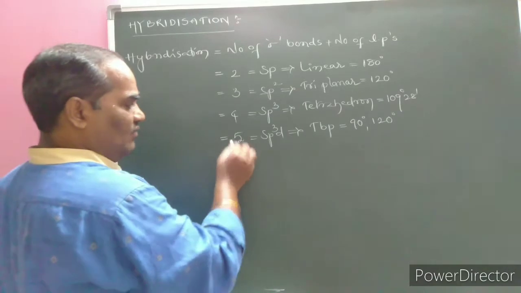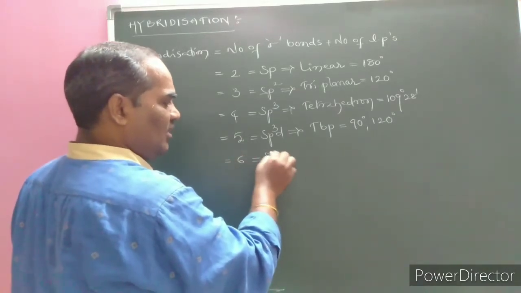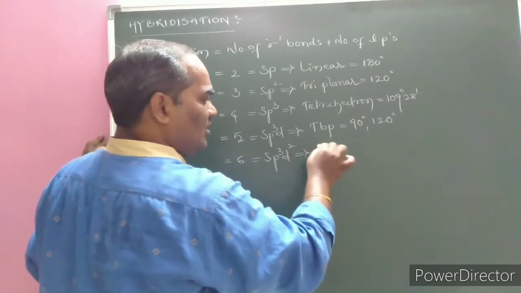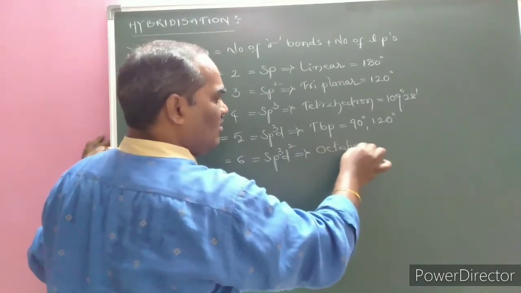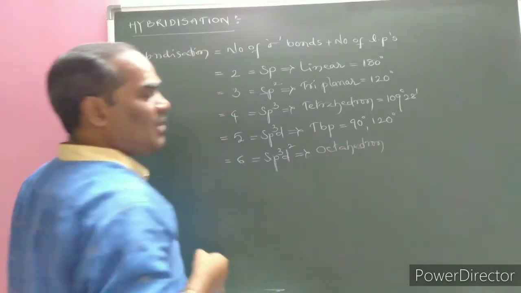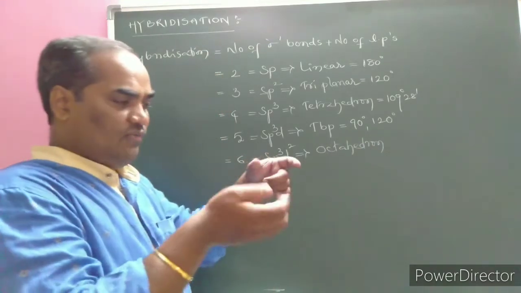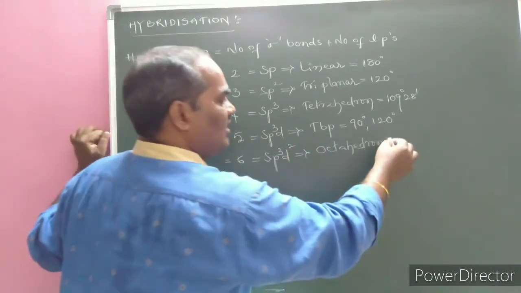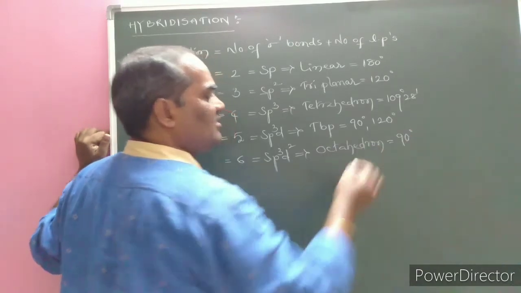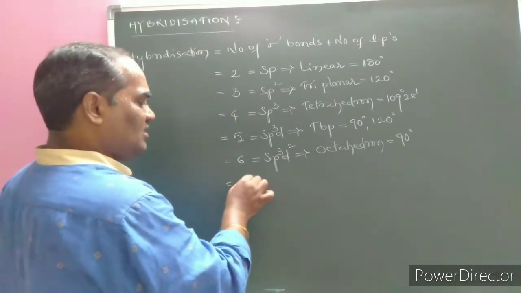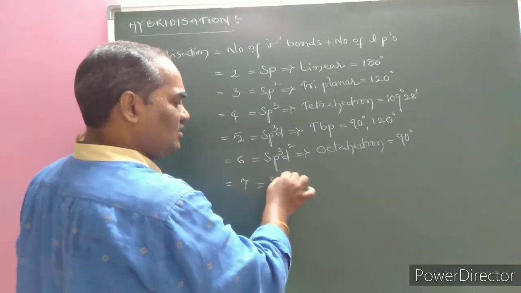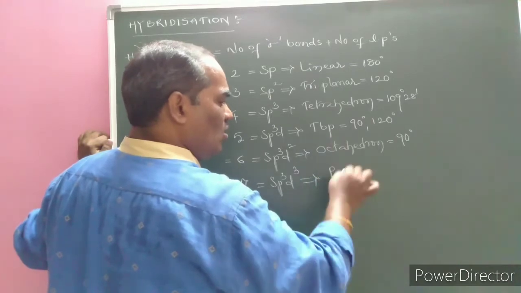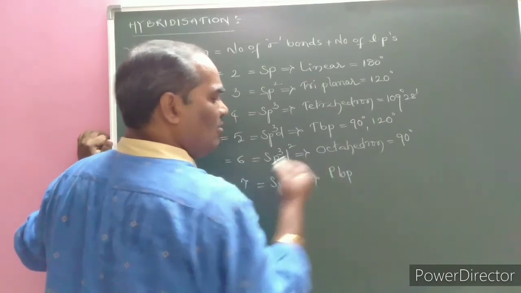Next, if the value becomes 6, the hybridization is sp3d2, and the shape is called octahedral, also called square bipyramidal. Square means the four corners are occupied by four bonds, and one is up, another is down. As a result, the bond angle between them is 90 degrees. And if it corresponds to 7, the hybridization is sp3d3, and the shape is pentagonal bipyramidal.